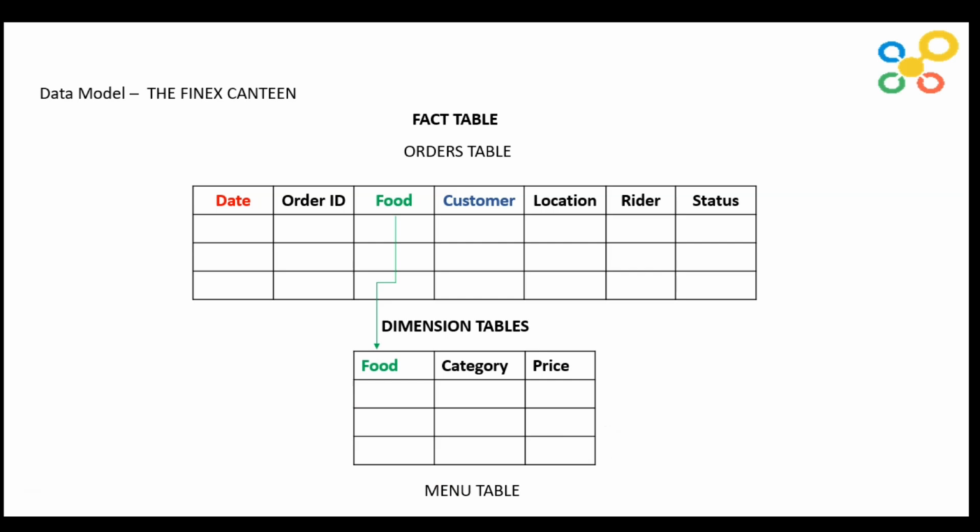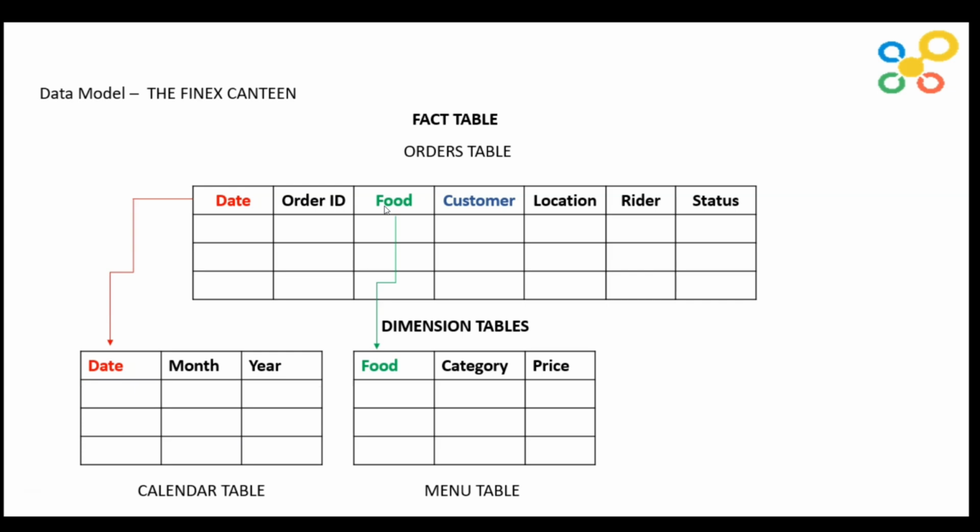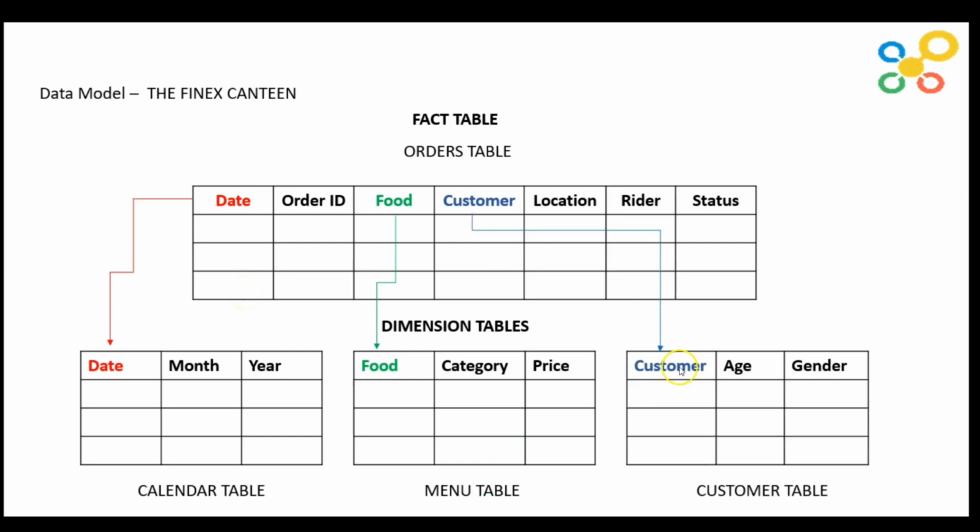So you can place those in the category section, and then you can have the price. So this table better explains the content of this field in the fact table. Now the same goes for dates. In some data models, they need a date calendar. They need a calendar table that better analyzes the date field in their fact table. And then you have a customer table that analyzes the customer field.